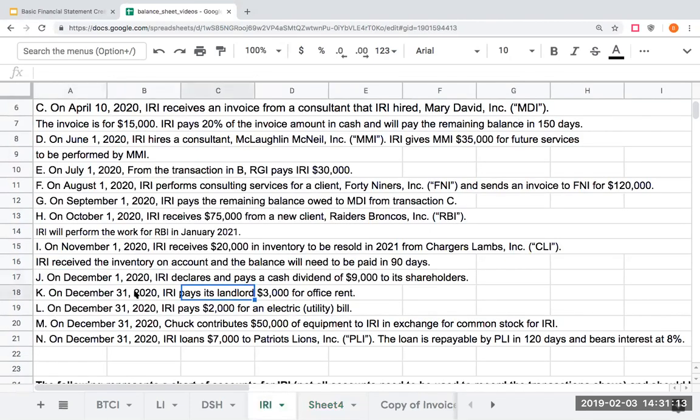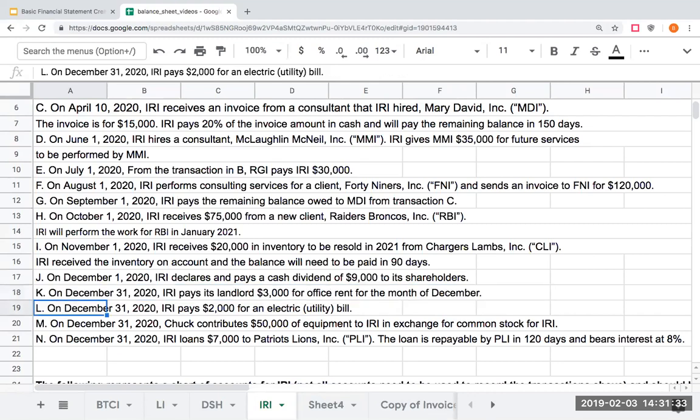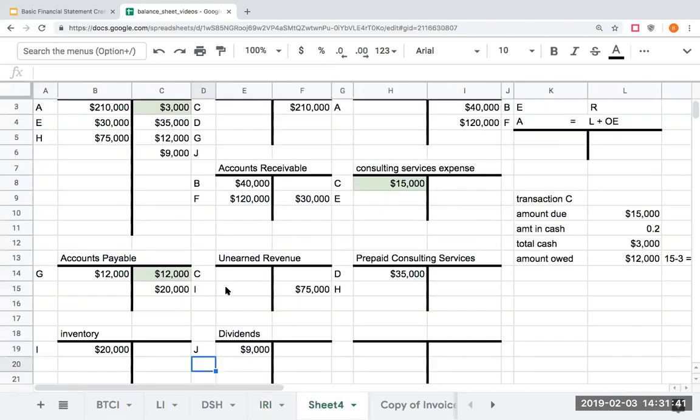Okay. My next transaction after transaction J, I just want to make sure I keep on doing this right here, on letter K. I pay my landlord $3,000 for office rent. And this is really kind of poorly worded. I would need to actually say office rent for the month of December. So right here for letter K, what's happening to cash? Cash is going down by $3,000. Okay, so I'm crediting cash for $3,000.